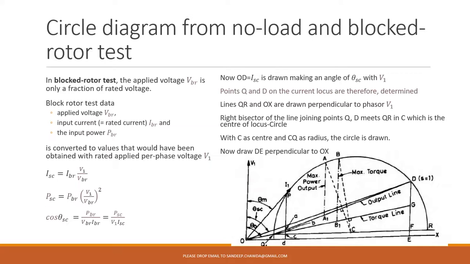When you have ISC, you can draw it as the line OD, taking a suitable scale. The angle theta SC is already with you, so you take that angle from V1 and draw the line OD at an angle of theta SC. How long it has to be drawn, we will talk about that. We know that D should lie on a circle, so the points Q and D should both lie on the circle, or you can say on the current locus.